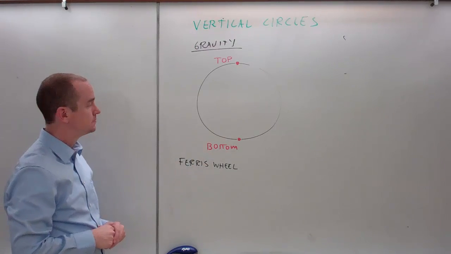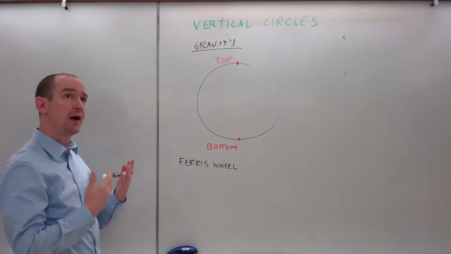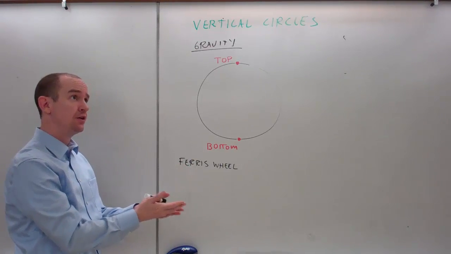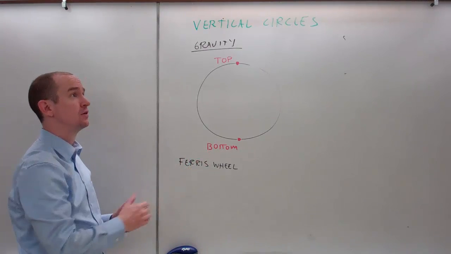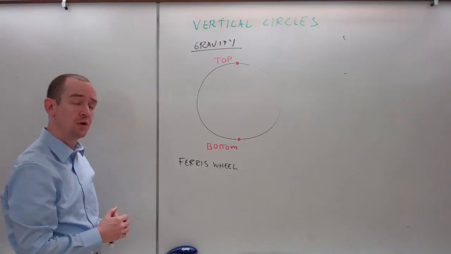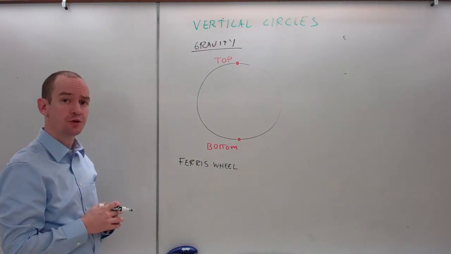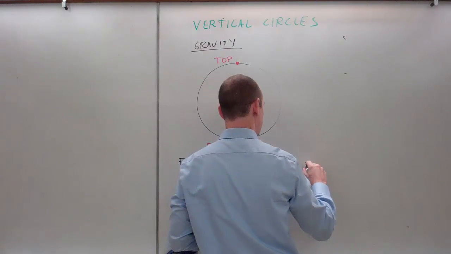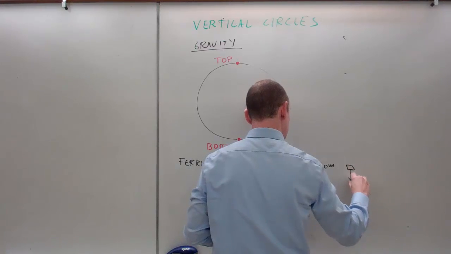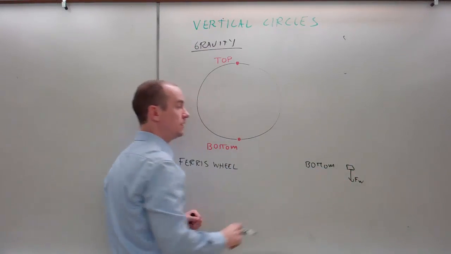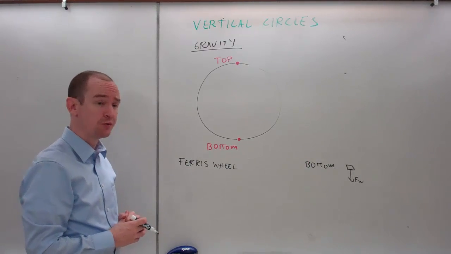Let's start at the bottom. At the bottom, it should be fairly clear what's happening. Imagine yourself on a Ferris wheel. You're sitting in the seat. And at the bottom, you're going to start curving up as you travel. Okay, if that's the case, at the bottom, I should experience two forces. Clearly, I experience the force of weight, but in addition, I'm going to experience the normal force.